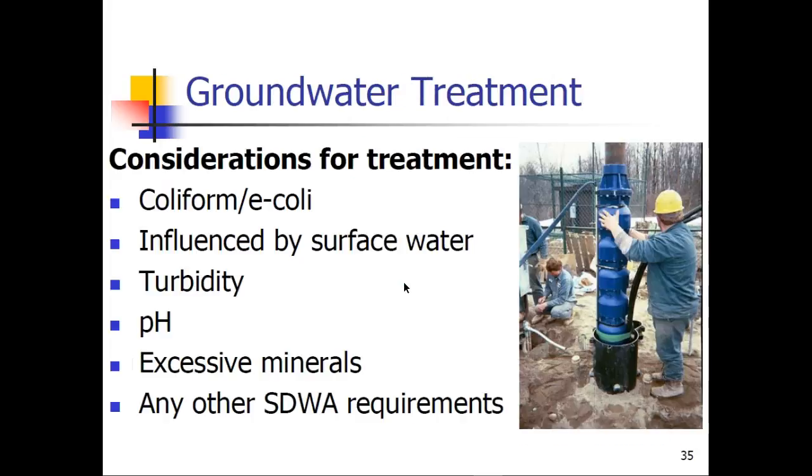Groundwater treatment. What are some of our considerations? The coliform and E. coli. Influenced by surface water. You know, we talked about those confined and unconfined aquifers. Well, an unconfined aquifer is influenced by surface water. Turbidity, all those floaties. The pH, excessive minerals, and any other SDWA requirements. Again, Safe Drinking Water Act.